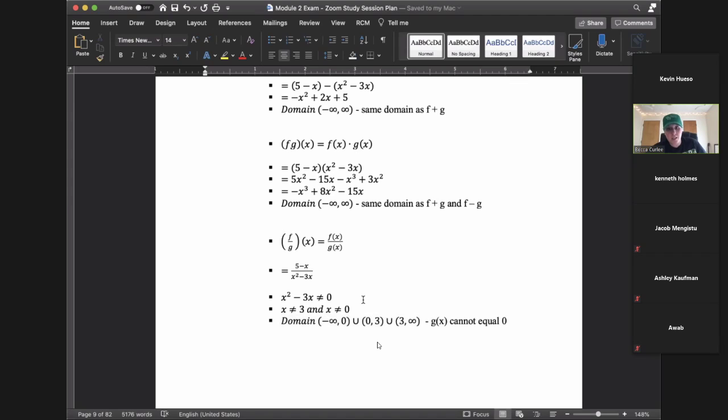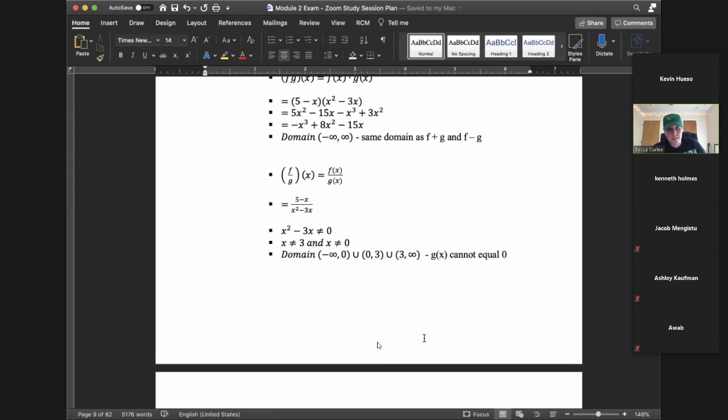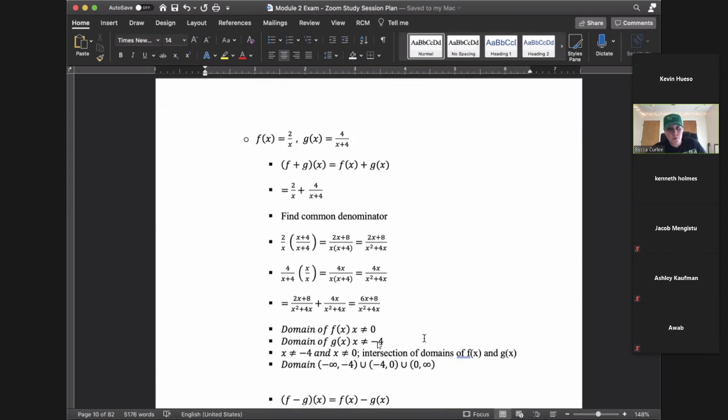So it's just an intersection of the domains that we had before with the restriction that g of x cannot equal 0. So that's the domain. So we'll do one more. f of x equals 2 over x, g of x equals 4 over x plus 4.